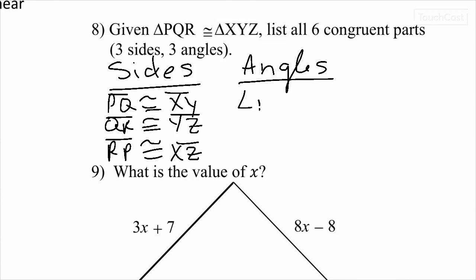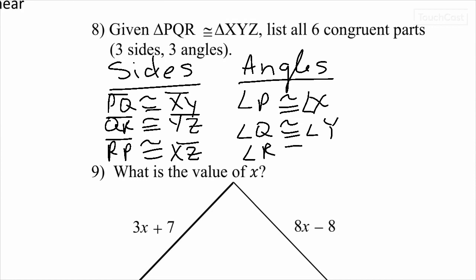So the first letter is P, and the first letter for the other one is X. Then the second letter is Q. The second letter here is Y. The last letter is R. And then the last letter here. Oops. Not quite the squiggly thing I wanted it to be. Angle Z. Ta-da! So you don't need to have the triangles to do it. Just go in order of the letters.